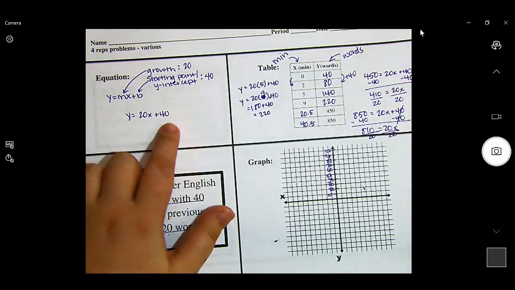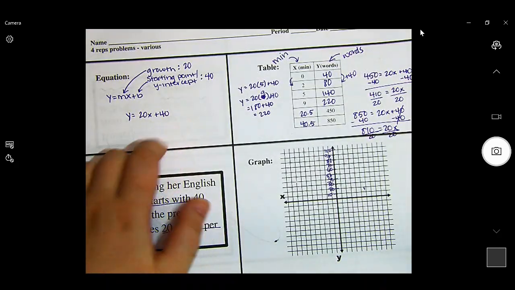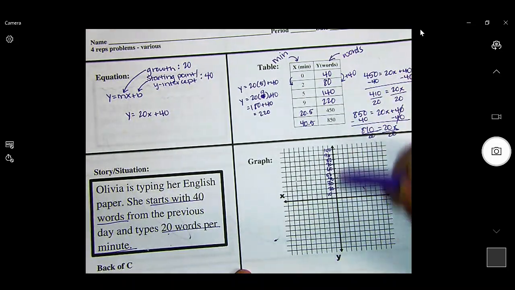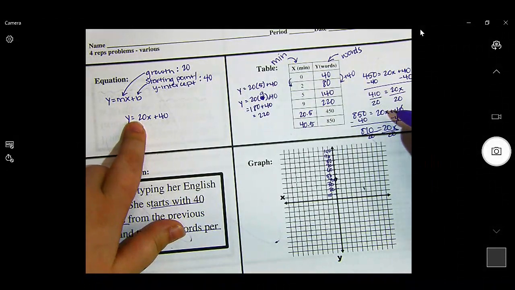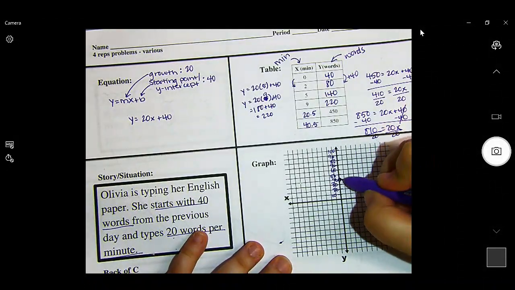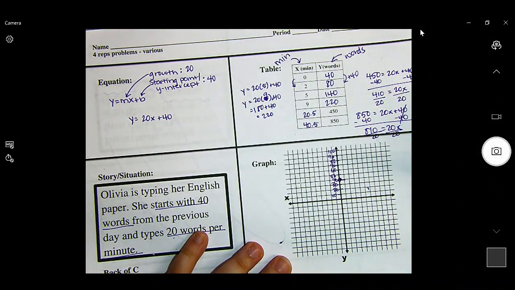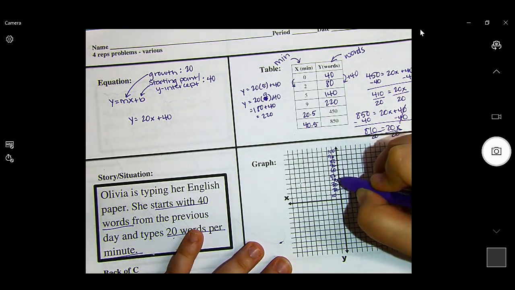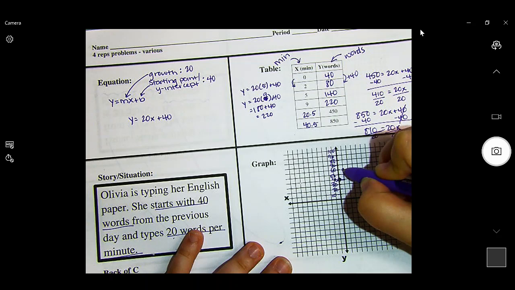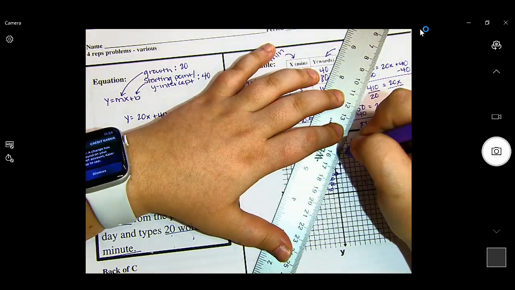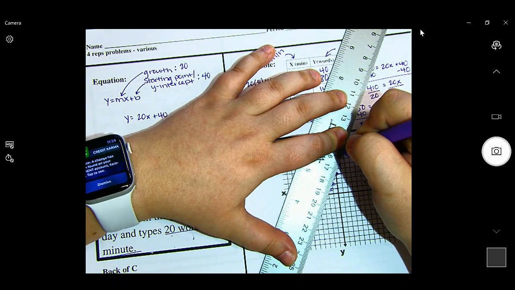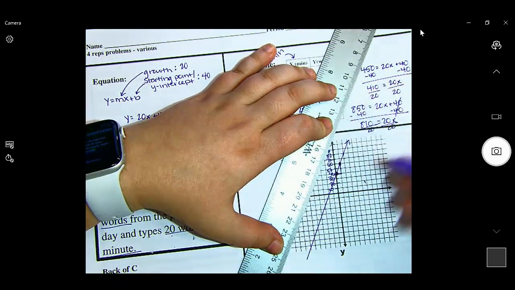Okay, so looking at my equation, I know that my y-intercept is at 40. So on my y-axis, I'll put my dot at 40. And then I'm going up by 20 every minute. So as I go forward 1 minute, I'm going up 20. So I'm going from 40 to 60. That's where I put my second point. And now I have enough to be able to create my line.